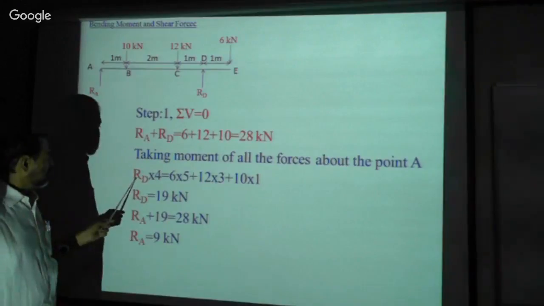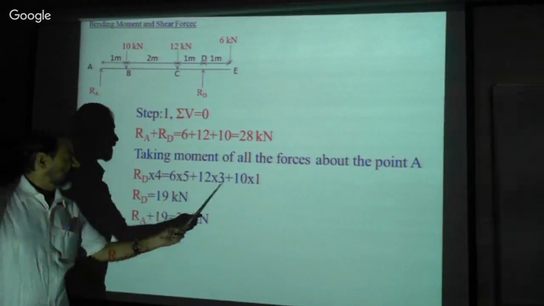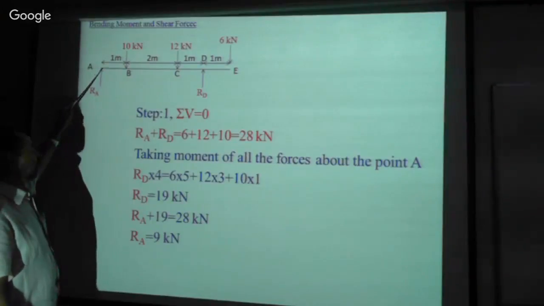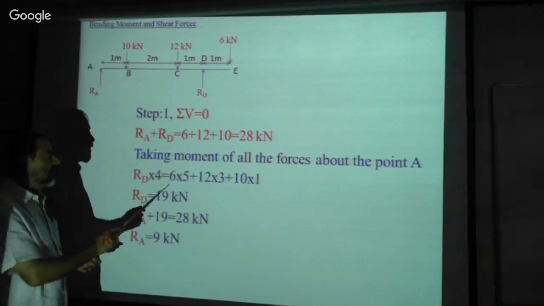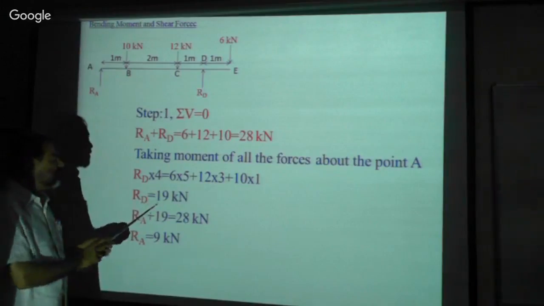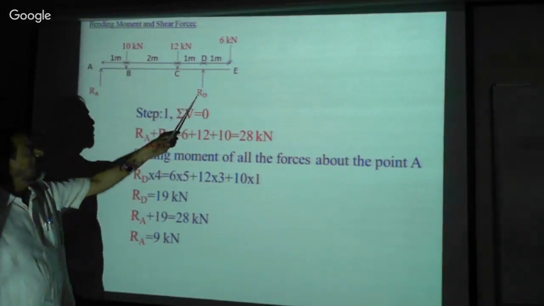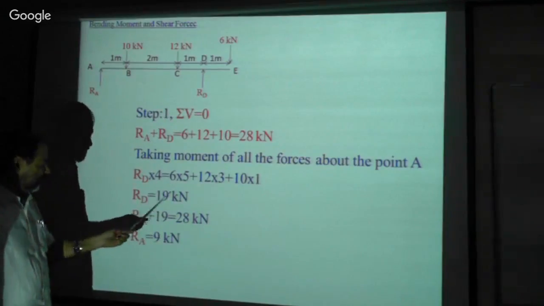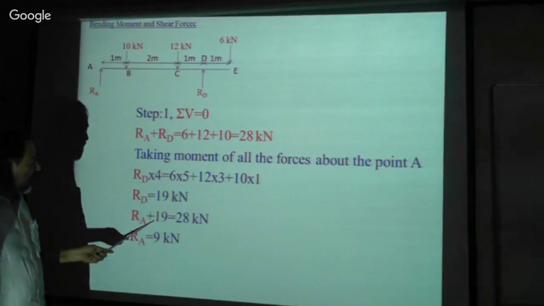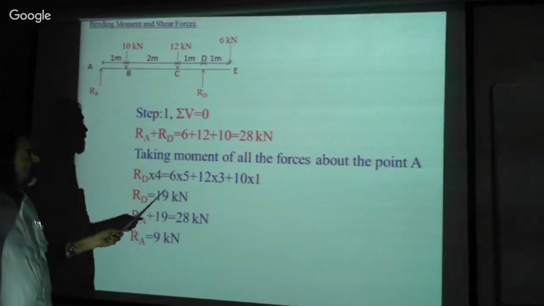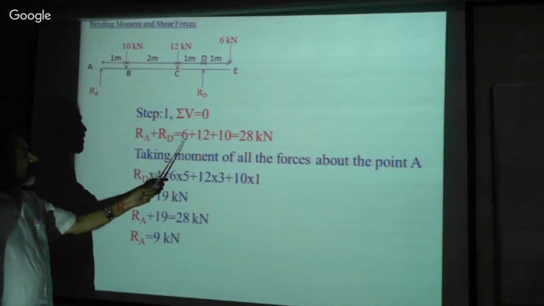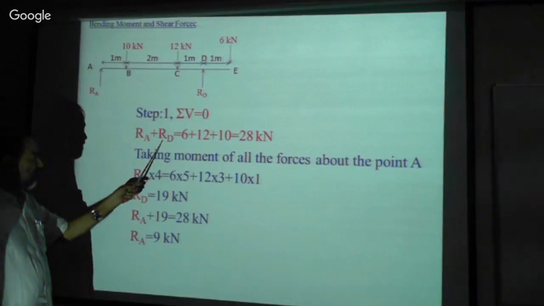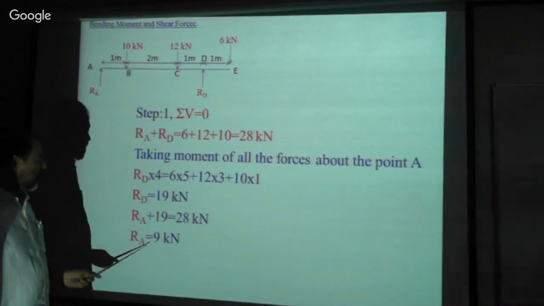Now, this creates an anti-clockwise moment, and these are creating clockwise moments. That is equal to, with respect to A. If we simplify this, we will get Rd is equal to 19 kN. After calculating and simplifying, when you get Rd is equal to 19 kN, we know Ra plus Rd is equal to the total load. Now substitute this value, Rd is equal to 19, and then we will get Ra.